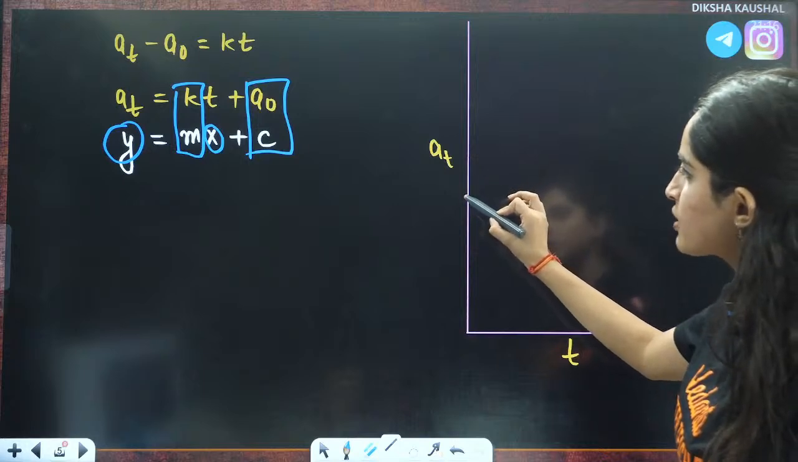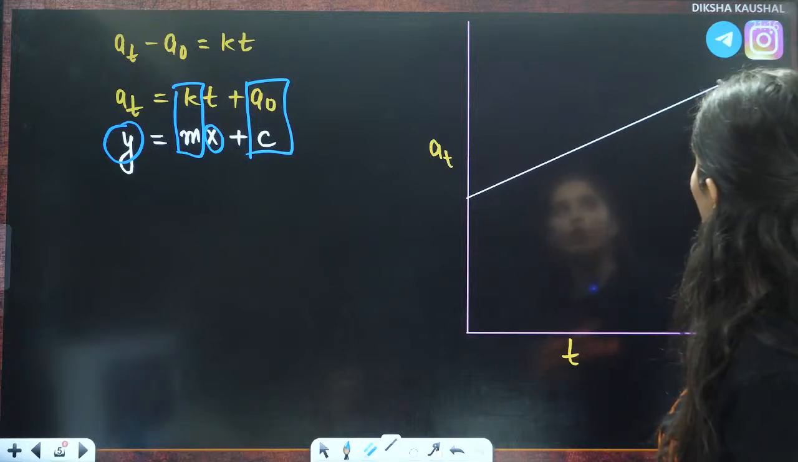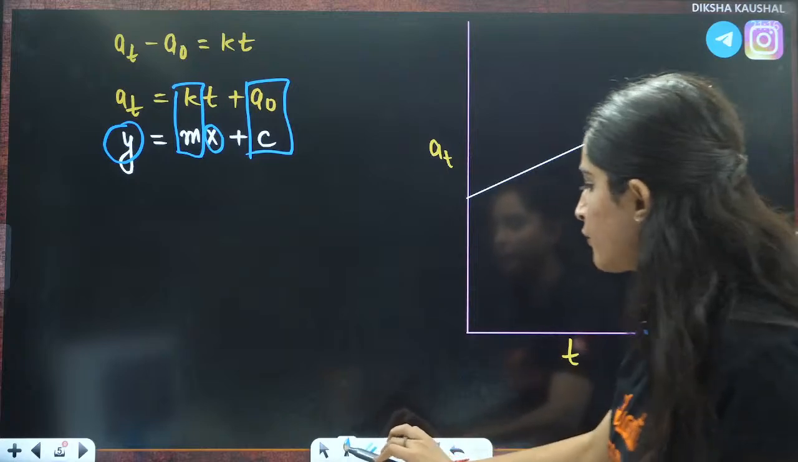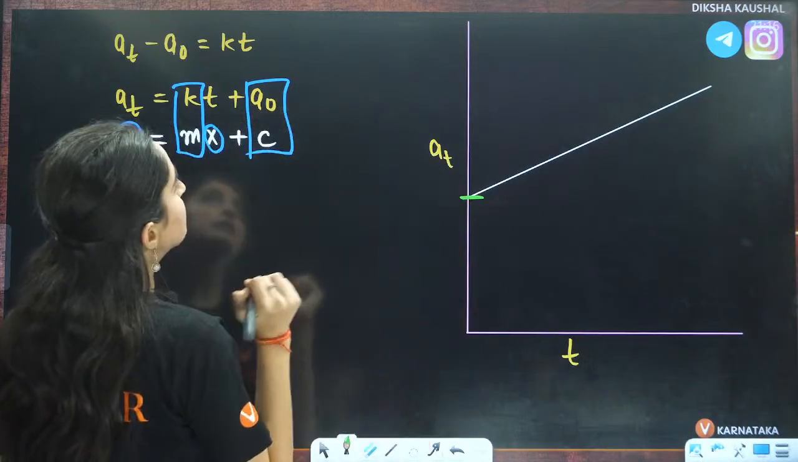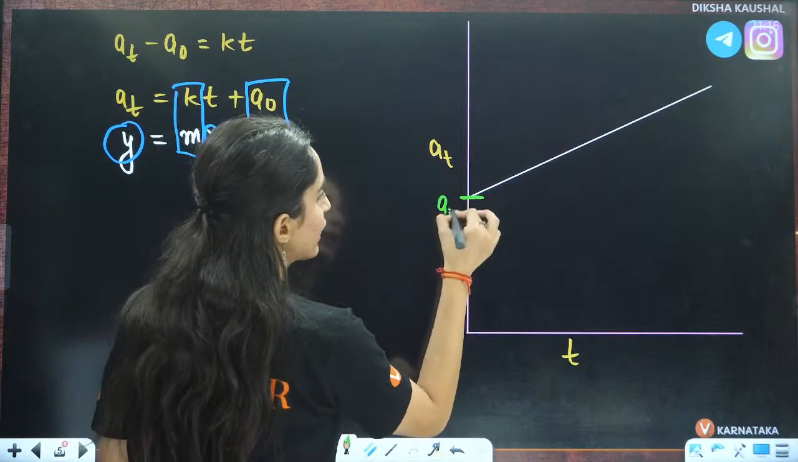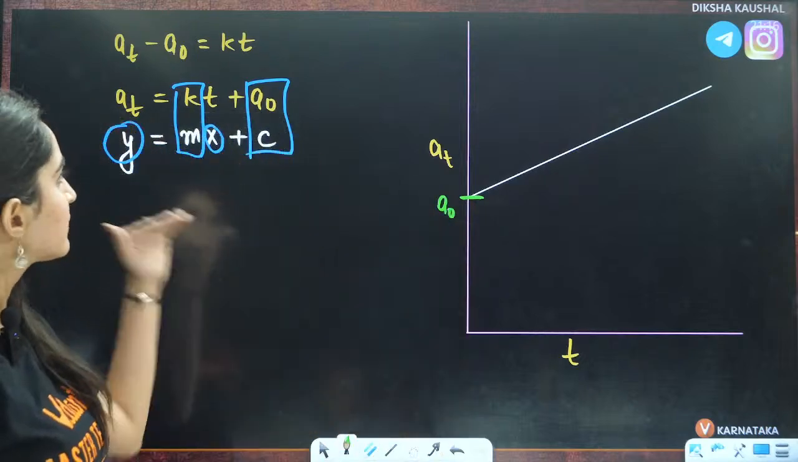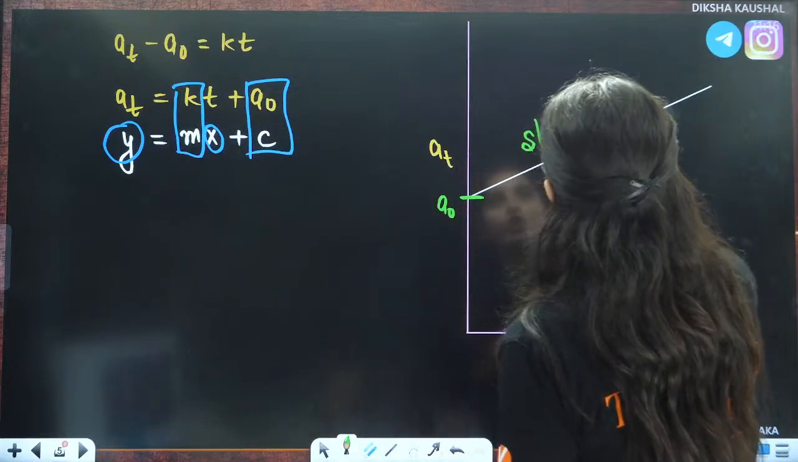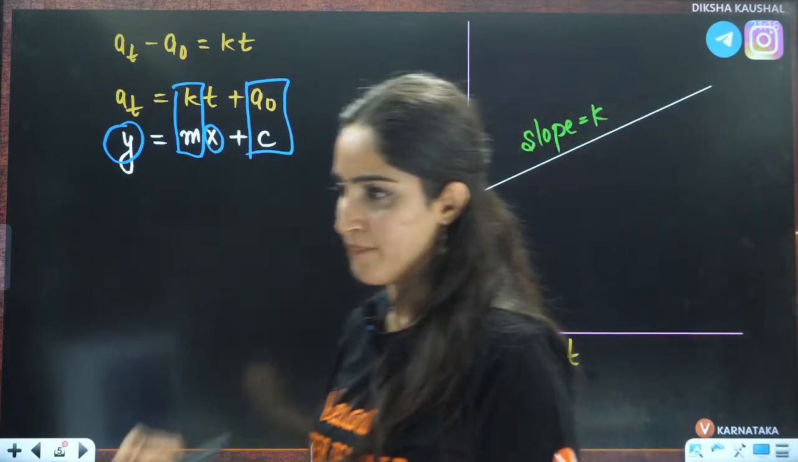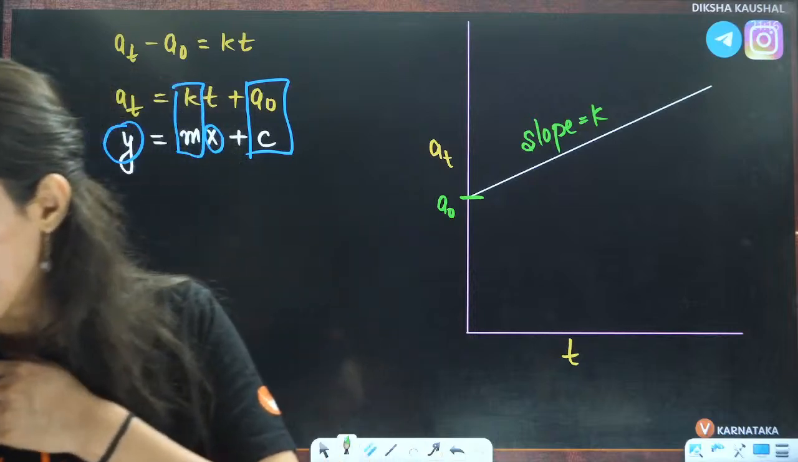Intercept is A naught means it will be like this. This will be your graph, right? The intercept, where this line is touching the y-axis, is A naught, and this is a positive slope. So here we can write the slope is equal to K.